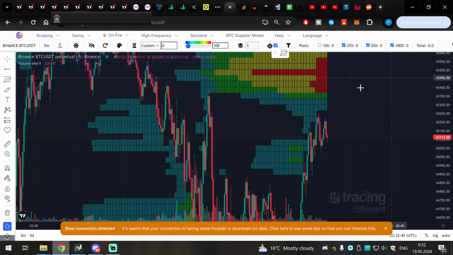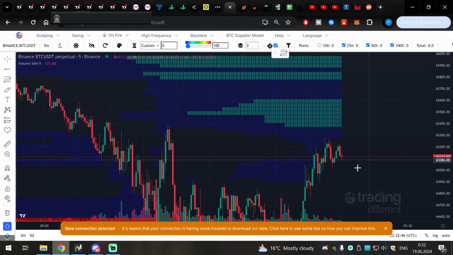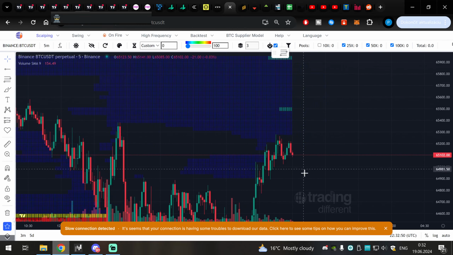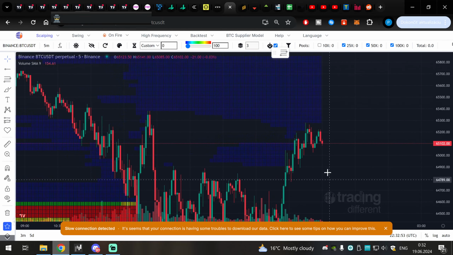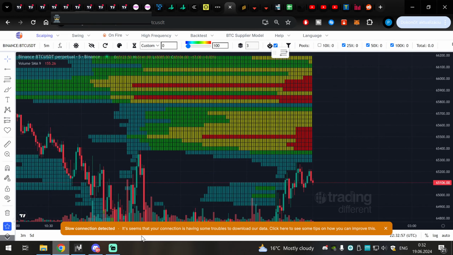Because even now the push was nice, but still not enough shorts were punished. And if you are unable to punish liquidity from shorts, it's showing you the weakness of the market. It's showing you a very, very weak market. We can actually start a range here because of it, yeah. So we need to take that.